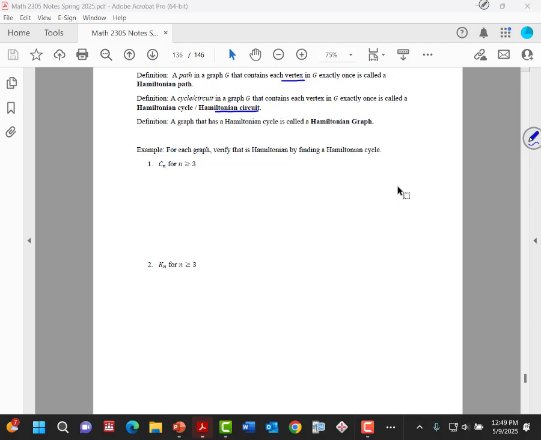Okay, so how is this similar? How is this different from Eulerian graphs? So Eulerian graphs had Eulerian circuits or cycles. In that, I could not repeat the same edge.